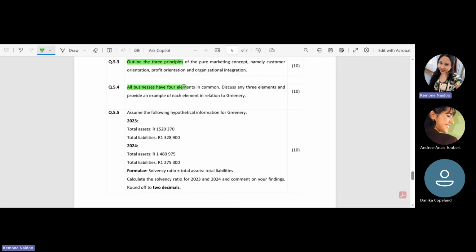Okay, so 5.4: all businesses have four elements in common. Discuss any three elements. We've done this already in the multiple choice, so you should be familiar with the three elements. What are they? Give me any three elements of business, if you can remember from the first question. What is needed? Or at least give me one element.